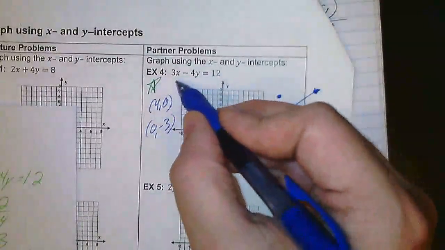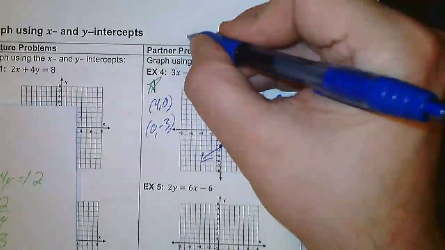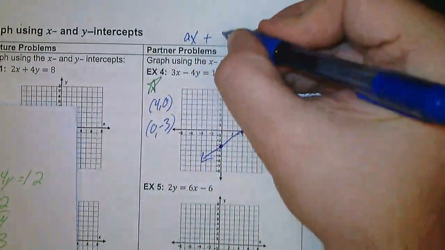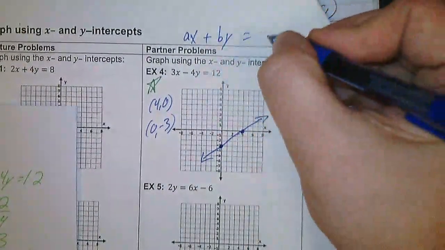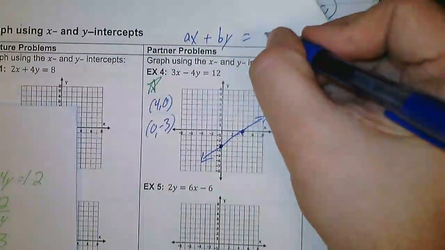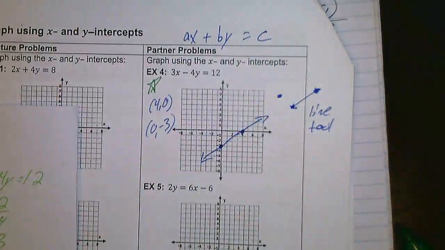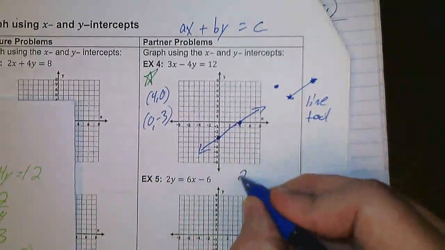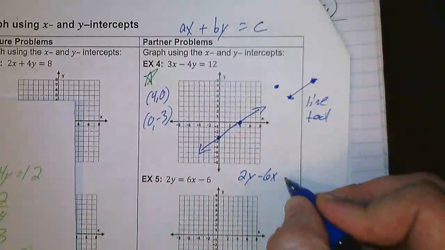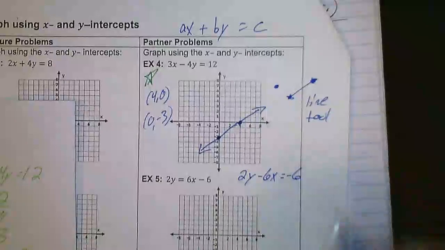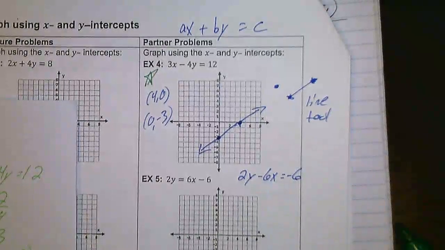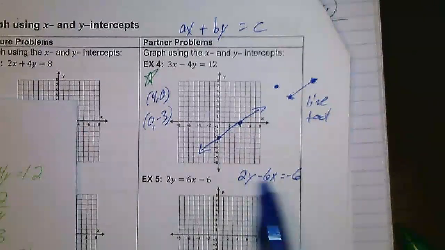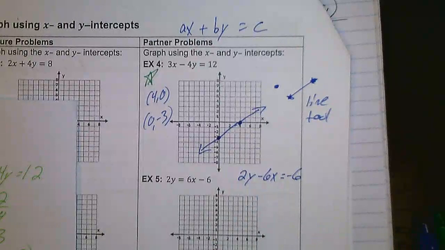It's really handy when it's in this form, where it's the x term, ax, plus or minus the b term, by, equals the constant, the number. When it's in that form, it's really easy to use the intercept method. So something like number 5, you might want to move over that 6x. And now we're in the form that's very easy to use, the intercept method. It really doesn't matter if the x or y term comes first, because we're just plugging in zeros.